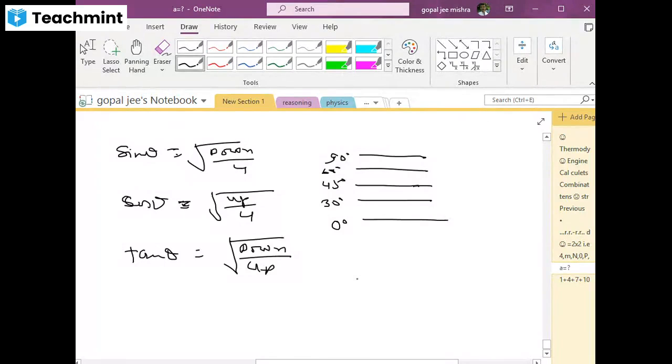Now listen here. Suppose, beta, we have to determine the value of sine 0 degree. You have to approach the line of 0 degree, and see how many lines are lying below it.